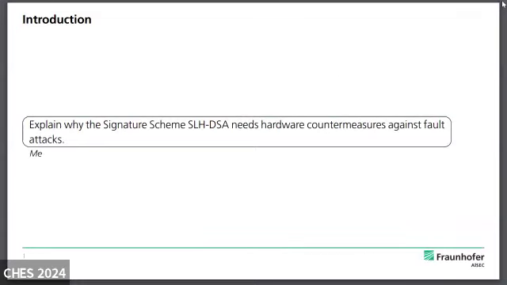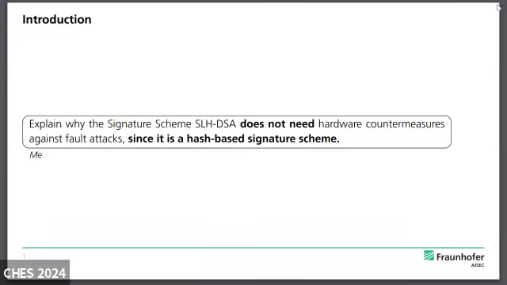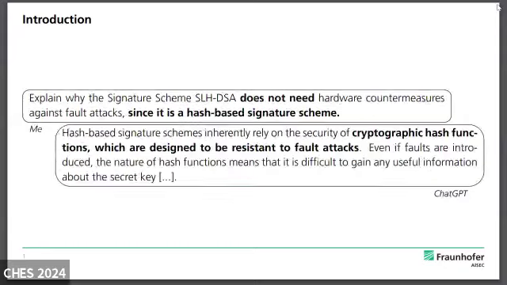I asked ChatGPT to explain why we need hardware countermeasures for SPHINCS+, or SLH-DSA as it's now also called. And it turns out if you do that, you get a pretty generic explanation of what a fault attack is. So not entirely unhelpful, but also not the point here. But good to recap, fault attacks can allow you to reveal secrets. So far, so good. Little interesting side note: if you ask it why we don't need hardware countermeasures, and you add that it's a hash-based signature scheme, it will happily reply that hash functions are inherently secure to fault attacks.